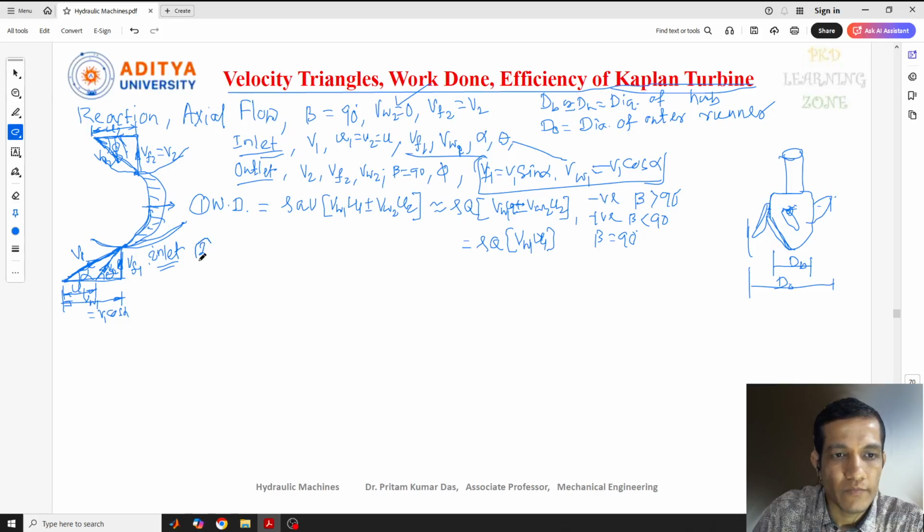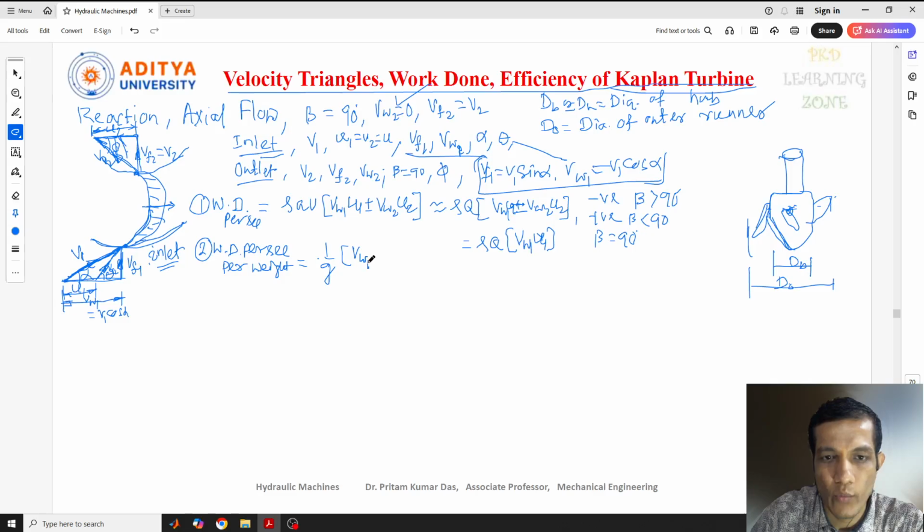The next one: this is work done per second. Similarly, if I write work done per second per unit weight, then the formula will be 1 by g, bracket VW1 U1, because weight is nothing but mg, W equals mg. In the place of m, you can write rho AV or rho Q. So rho Q will be cancelled, and only this part will remain.